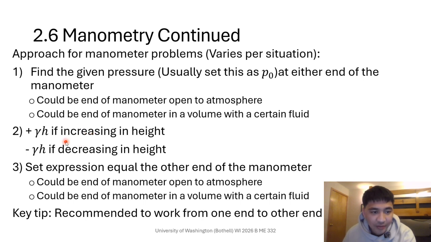So here's the big part. As you're working through the manometer, you're going to add your pressures, because the pressure is equal to gamma, the specific weight, times the height. If the height is increasing, you're going to add it. If the height is decreasing, you're going to subtract it. The way you can think about this is, if you're going lower in depth, the pressure is increasing. Like I always say, if you're going down lower into water, pressure is increasing, so you should add it. But if you're going higher in your water, like swimming up, pressure is decreasing, so you subtract it.